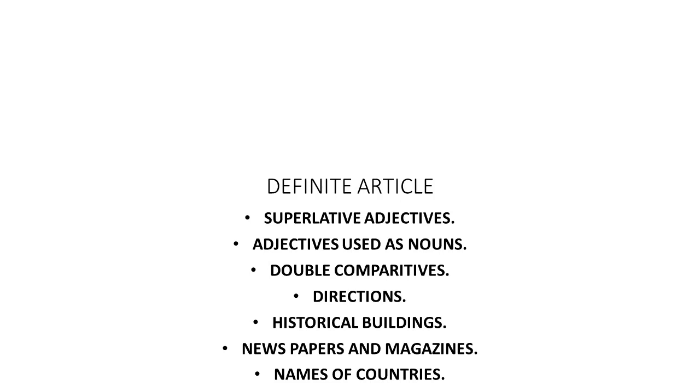Next, directions. The is used with the names of directions. For example, the south, the west, the east, the north. Next, historical buildings. The is also used with the names of historical buildings. For example, the Taj Mahal, the Badshahi Mosque, the Minar-e-Pakistan. Next, newspapers and magazines. The is also used with the names of newspapers and magazines. For example, the Pakistan Times, the Dawn, the Jung, etc., the Express.